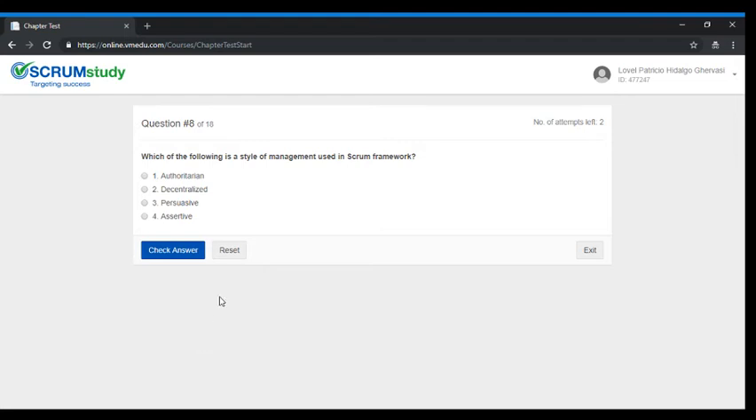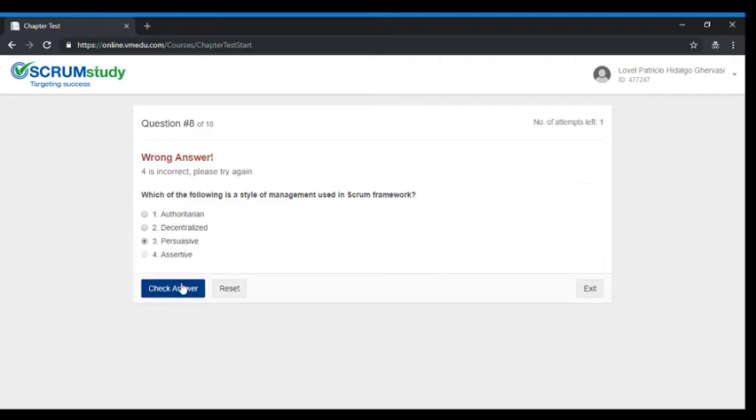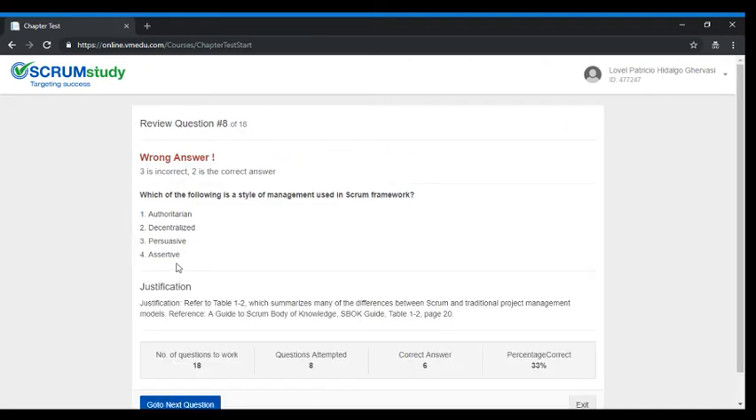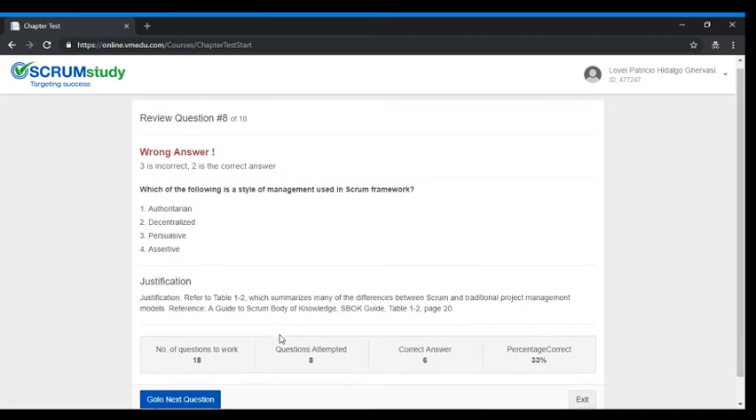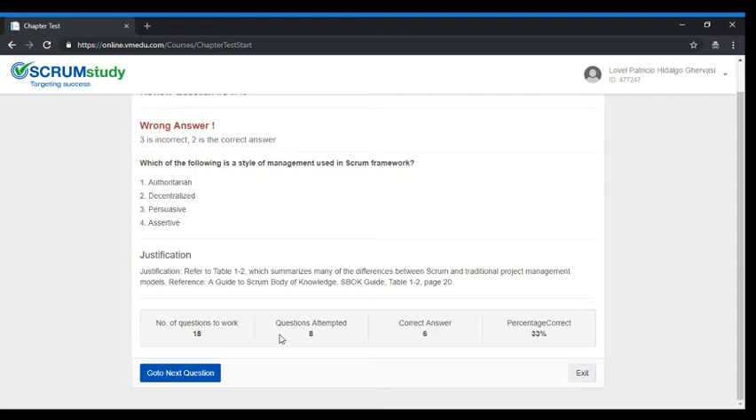Pregunta 8. ¿Cuál de los siguientes es un estilo de gestión utilizado en el marco de trabajo de Scrum? Hay 2, ¿ya? Persuasivo y asertivo. Vamos a marcar asertivo, no es persuasivo tampoco. Descentralizado. Se refiere a la tabla 1-2 que sumariza más de los diferentes tipos entre Scrum y los tradicionales. Ya, bueno, persuasivo y asertivo van dentro de descentralizado. Sumamos.